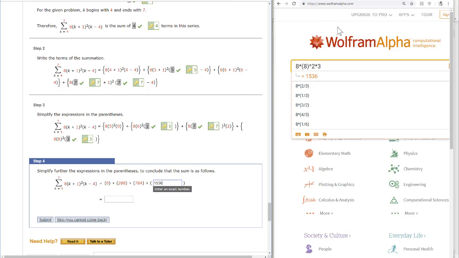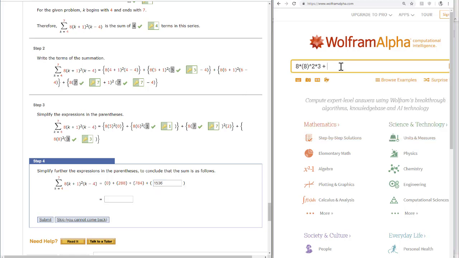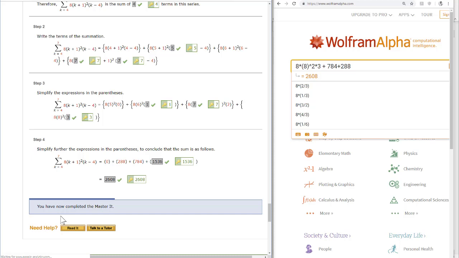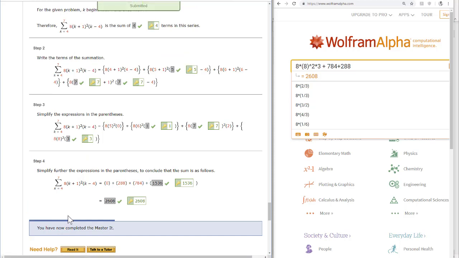And then after that, they want us to add it all up. So from here, we need to add 784 plus 288 plus 0, and so we got 2608. So that's our sum.